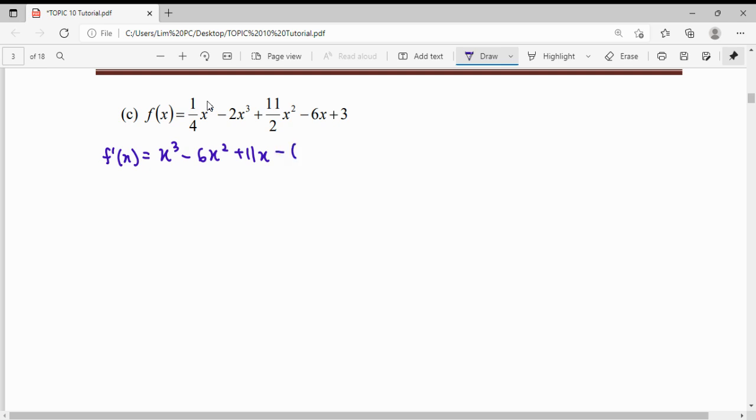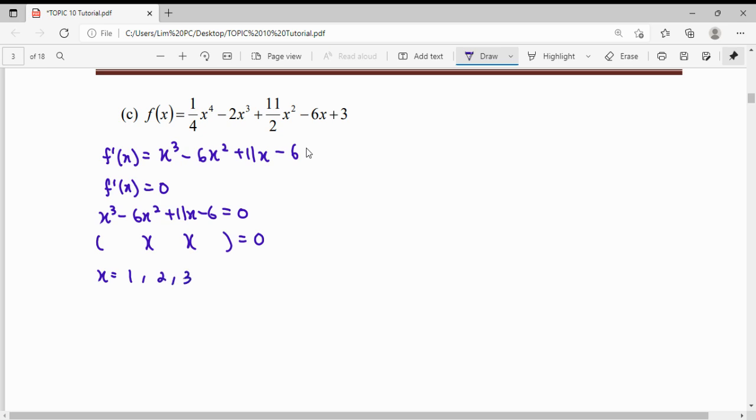Differentiate negative 6x, we get negative 6. We differentiate constant 3, we get 0. So in order to get critical value, we have to let our first derivative function equal to 0. So let this cubic function equal to 0. So you can use your calculator to solve this critical value. So from your calculator, you can obtain our x here. Solution is 1, 2, 3.